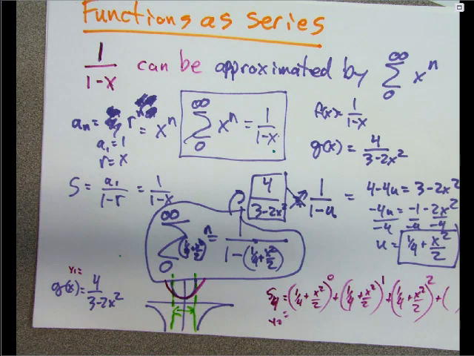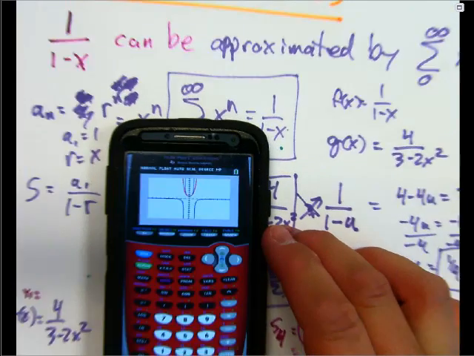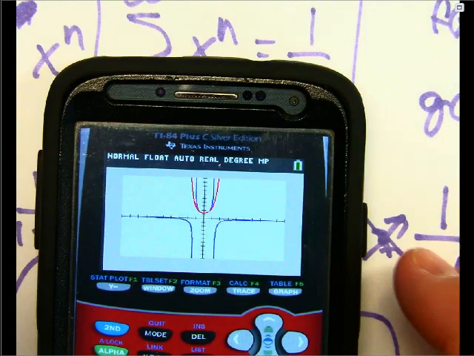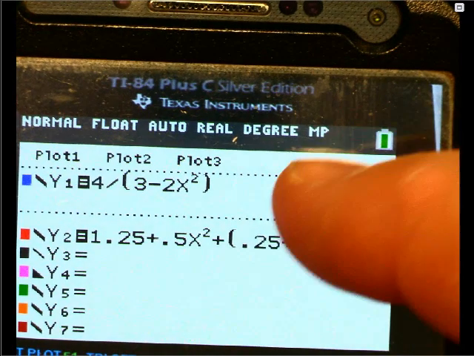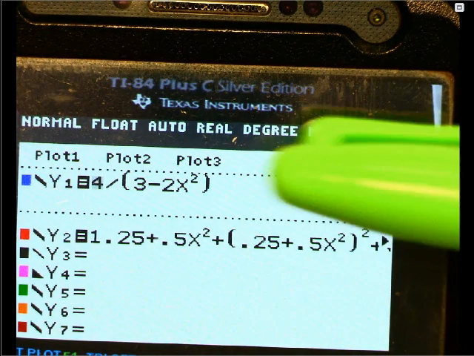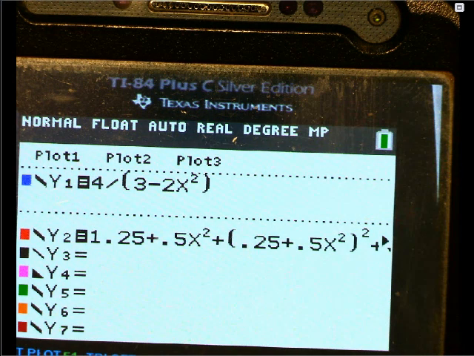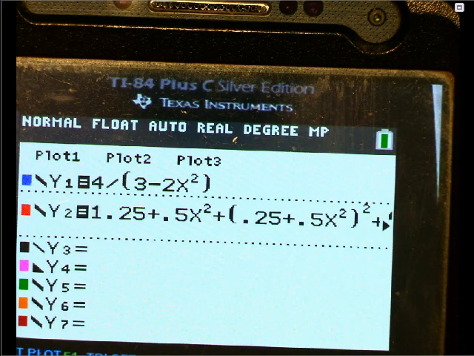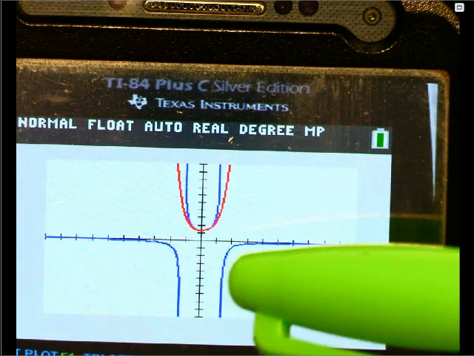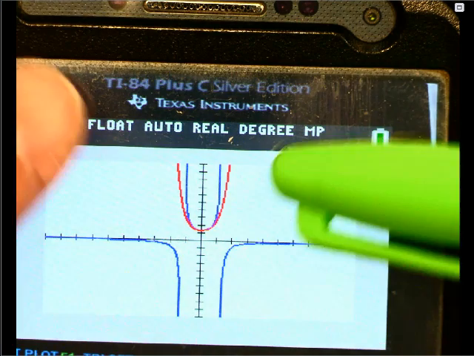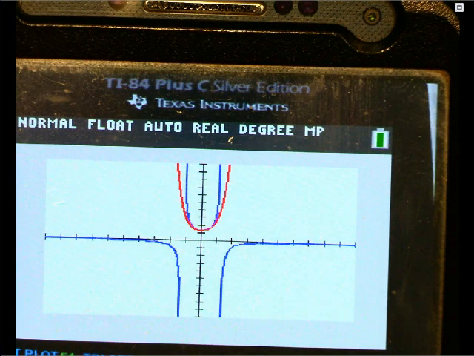Now, just to prove that to you, let's go ahead and grab a calculator. And I have graphed those items on the calculator. When I go to y equals, I have the g of x in the top component. I have my long equation that goes on and on and on forever in the second y equals. And when I graph them, they are very close for a certain region. But once you get out beyond that region, they diverge from one another. So that's what we're doing here.